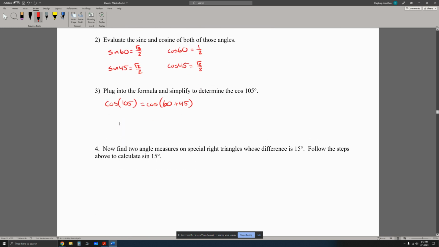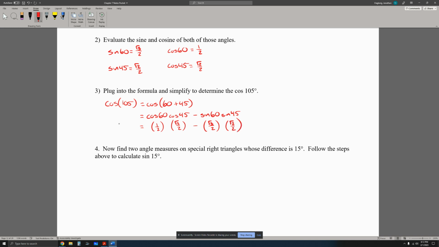Let's go ahead and plug this in. Remember, for the cosine ones, our cosines go together. So we have cosine of 60, cosine of 45, and then the operator in between is opposite. So instead of adding, we're subtracting these signs: sine of 60, sine of 45. Now we can evaluate each of these. The cosine of 60 is equal to 1/2, and the cosine of 45 is root 2 over 2, minus the sine of 60, which is root 3 over 2, and the sine of 45 is root 2 over 2.